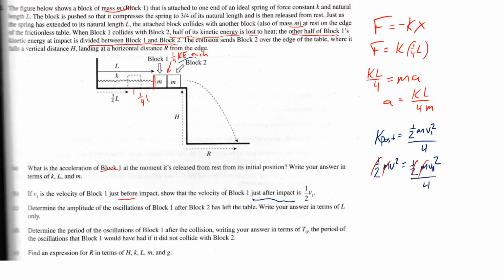Okay, so take the square root, right? So v is going to equal the square root of v1 squared, which is v1, and the square root of 4 is 2. Ta-da! And that's what they wanted right there. Let's do the next one. Determine the amplitude of oscillations of block 1 after block 2 has left the table. Write your answer in terms of L only.